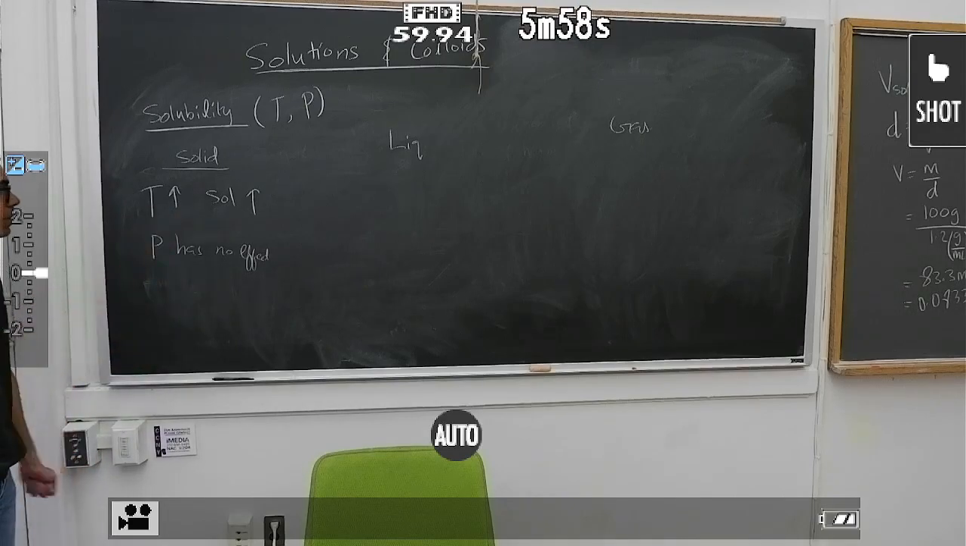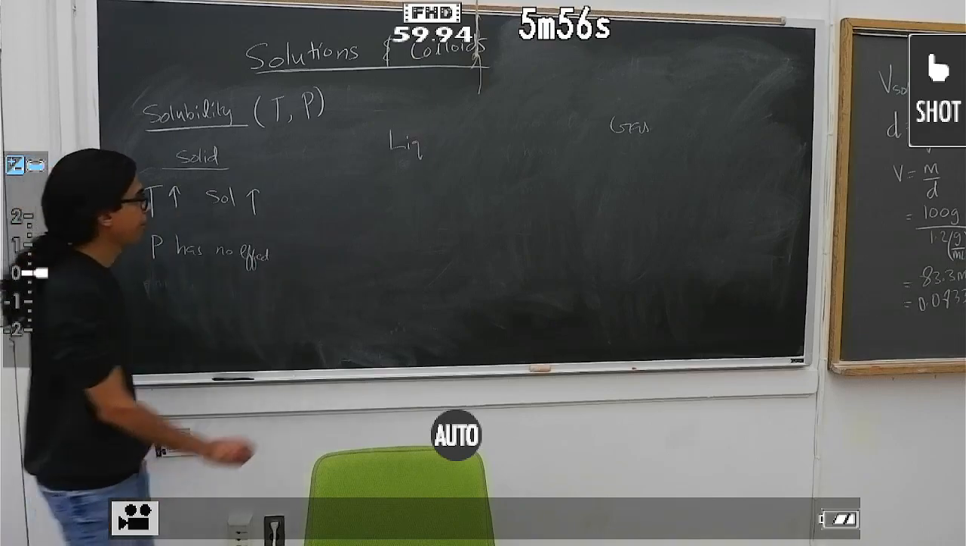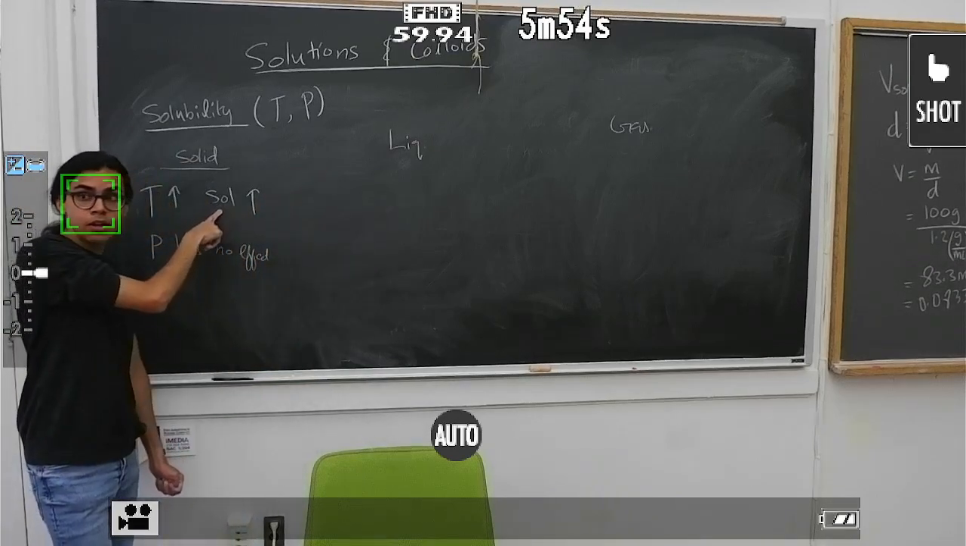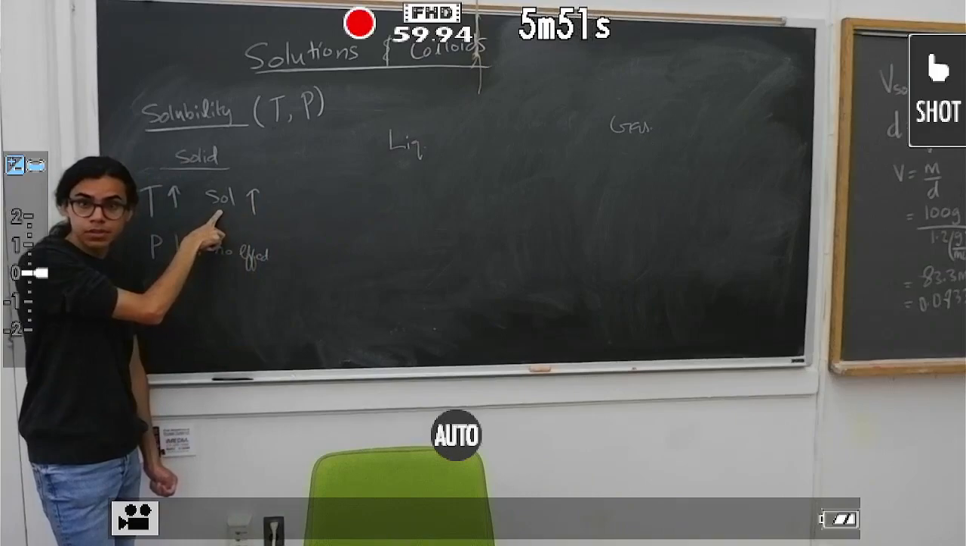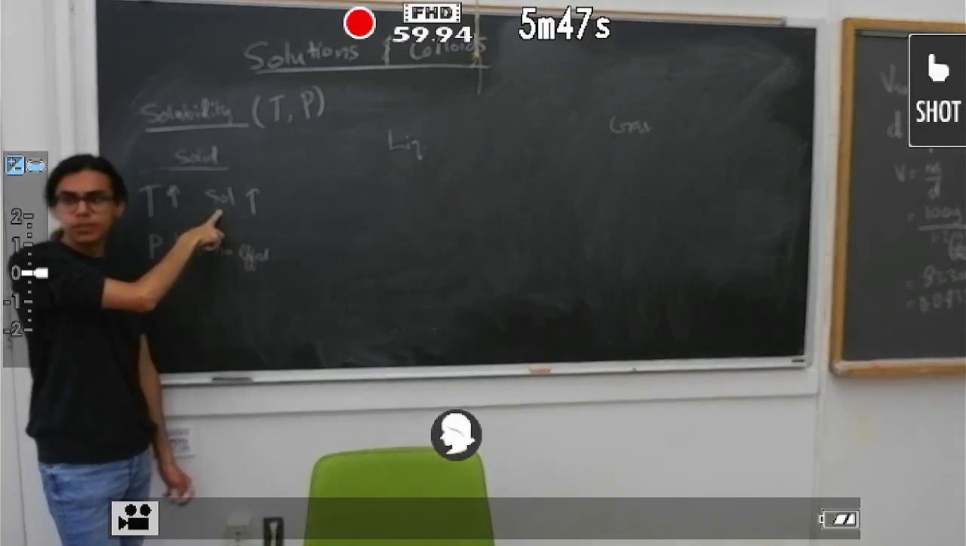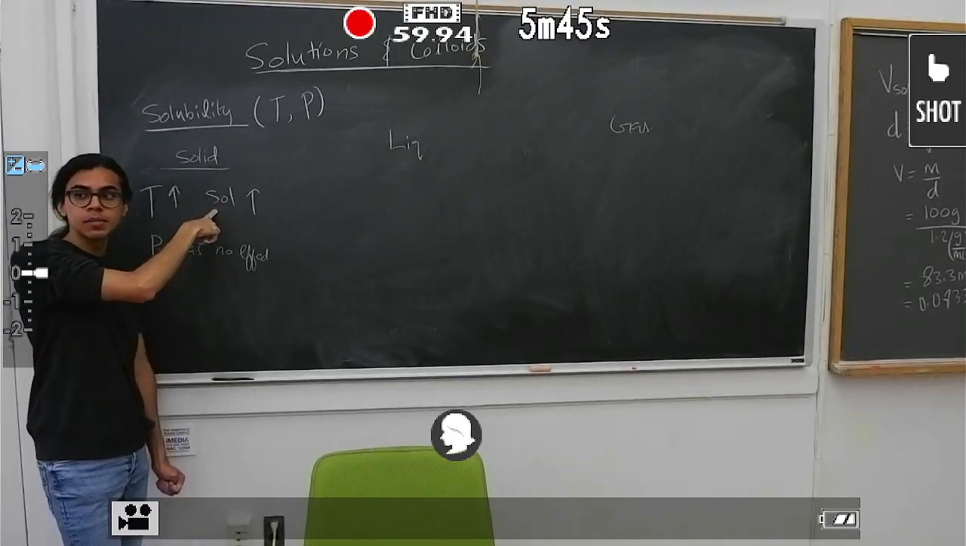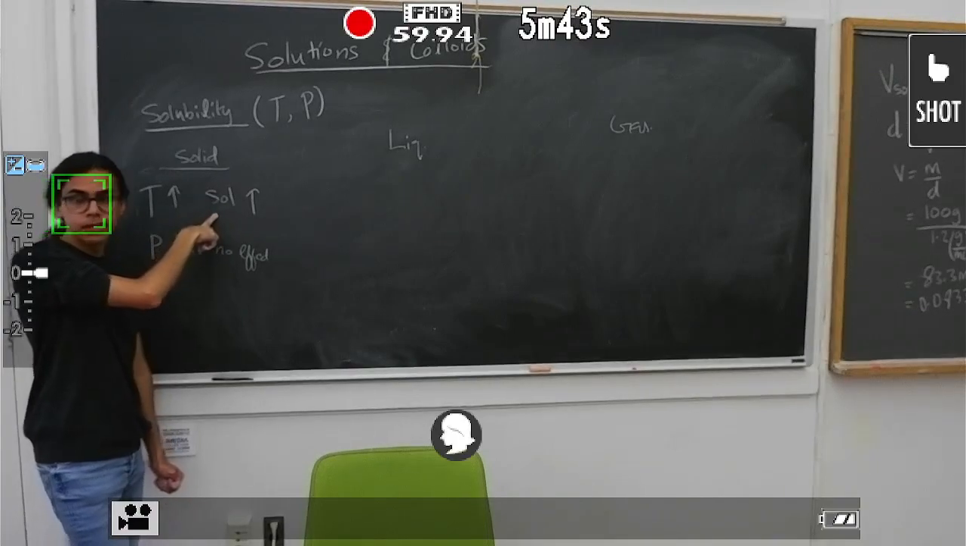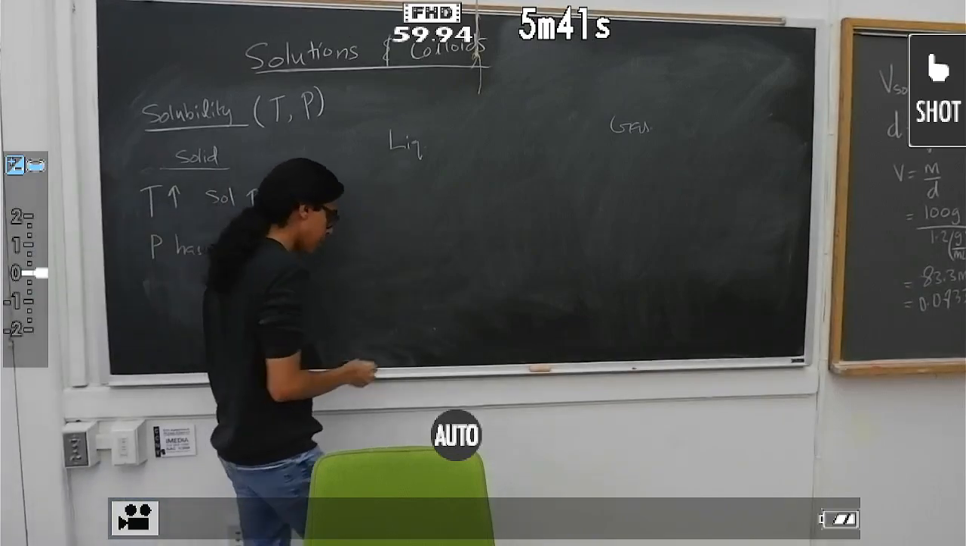But with increased temperature, solubility goes up. Remember, solubility, we're talking about the limit of dissolution, right? Of course, you can always add more. That's not what we're talking about. We're talking about the maximum amount that can be dissolved. That maximum limit goes up if you increase temperature.